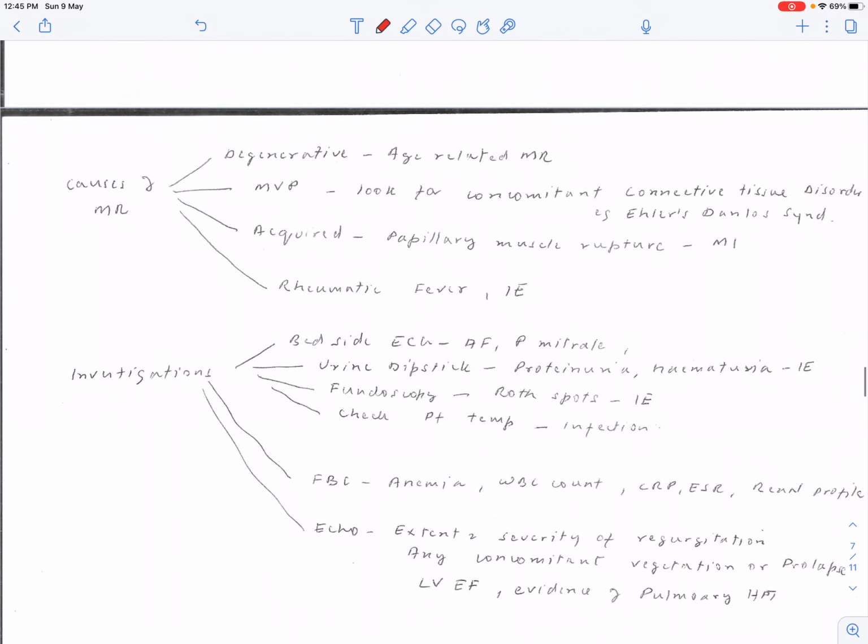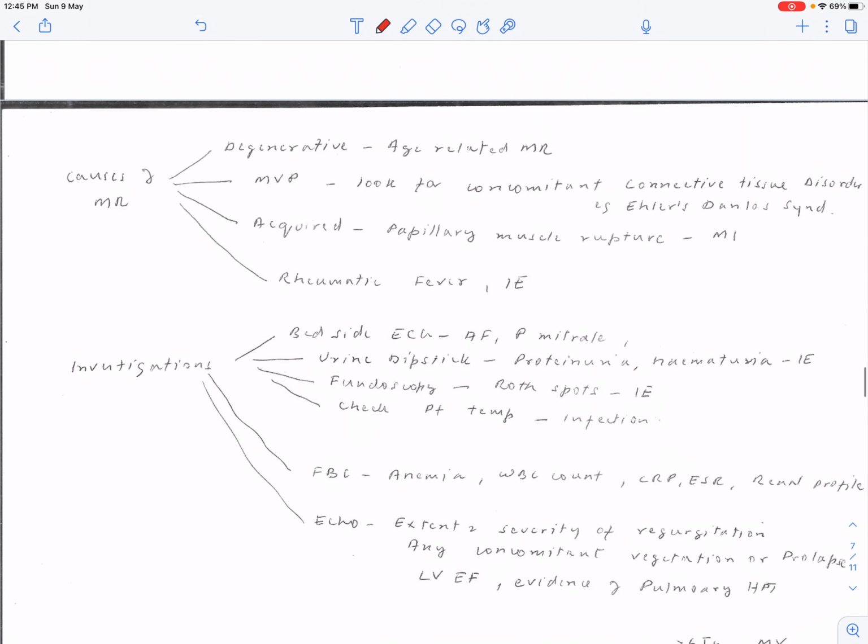Regarding the causes of mitral regurgitation, remember that we have degenerative causes, which is age-related mitral regurgitation. There is mitral valve prolapse. In mitral valve prolapse, we look for any concomitant connective tissue disorders like Ehlers-Danlos syndrome. There can be acquired causes, which usually happen quite acutely, usually because of papillary muscle rupture, which can happen with myocardial infarction. And the other causes include rheumatic fever and infective endocarditis. These are the infective causes.